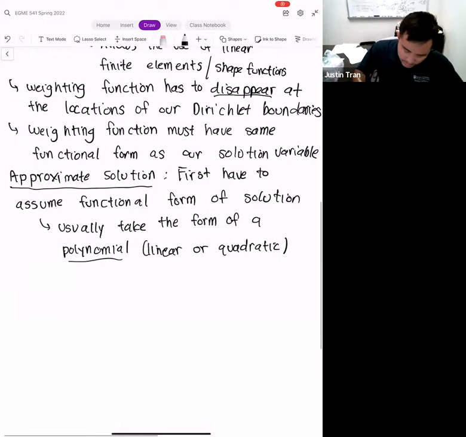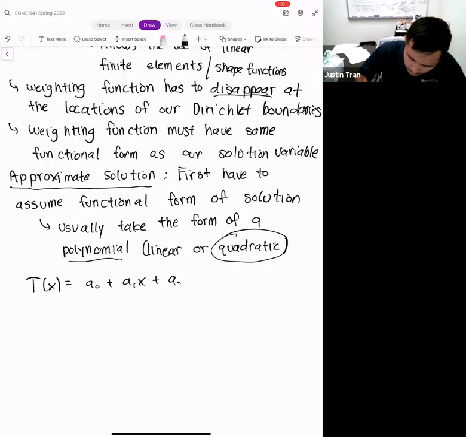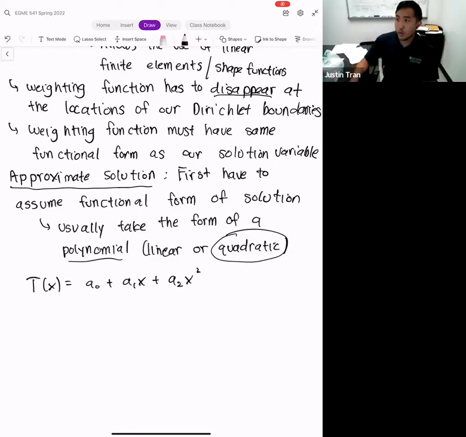As an example, let's say that we are assuming a quadratic function. What you say at the very beginning is that I'm going to make the decision right now that my solution is going to be some quadratic function. So we're going to have T of x is equal to a0 plus a1x plus a2x squared. That's the most generic quadratic function that we can think of. It has the x squared term, which makes it quadratic, and then it has all the terms before that as well. So a0, which is our constant term, and a1x, which is our linear term.